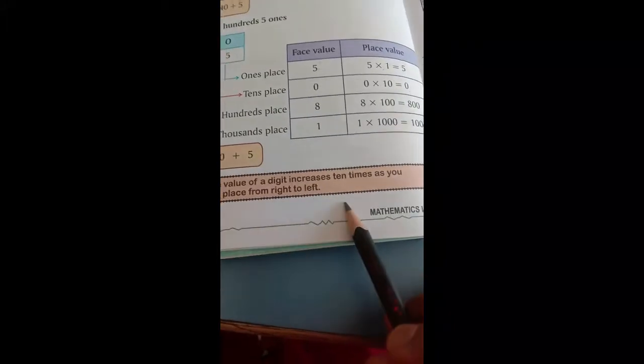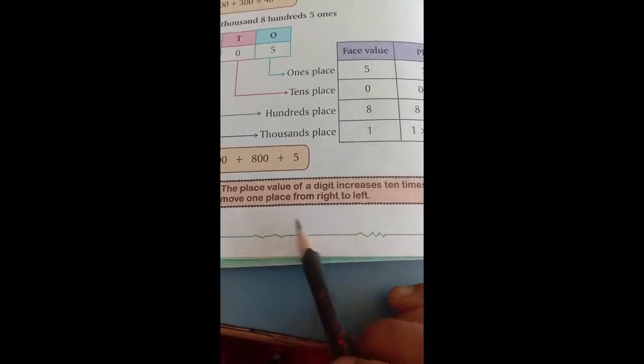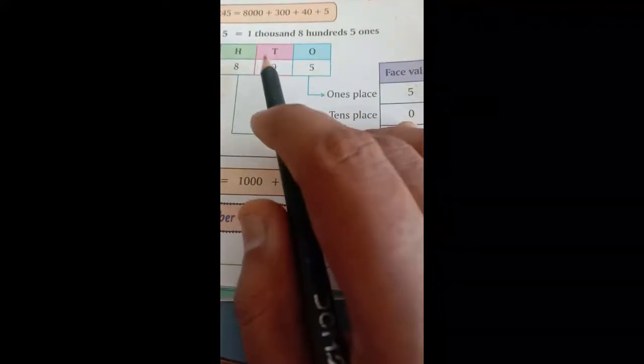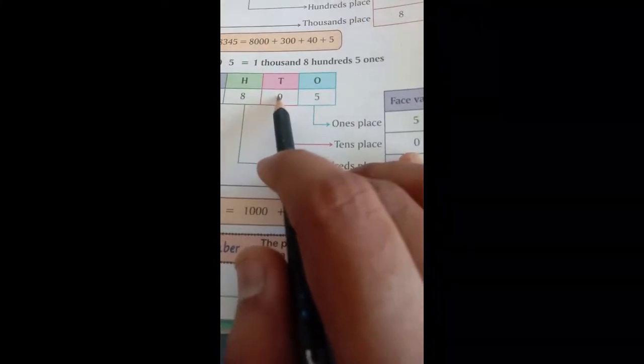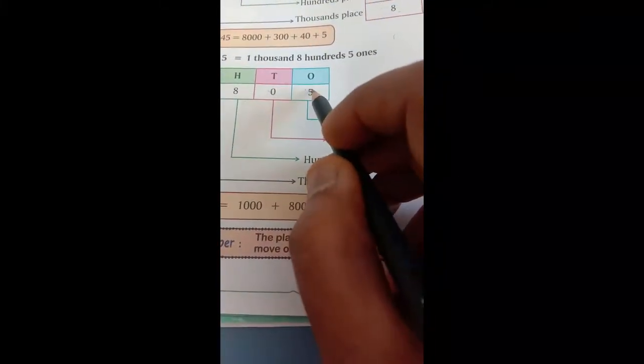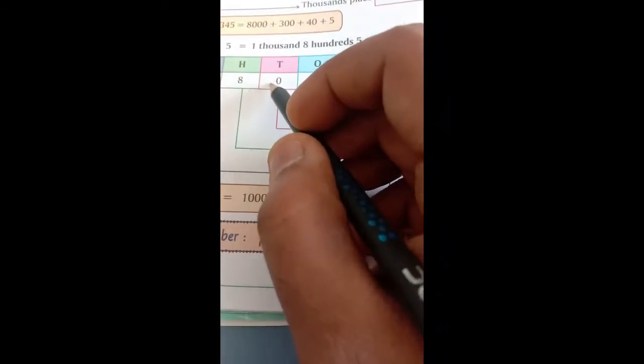Okay, the place value of a digit increases 10 times as you move one place from right to left. जैसे ही हम राइट से लेफ्ट की तरफ जाते हैं तो उसकी प्लेस वैल्यू 10 टाइम इंक्रीज होती है. If 5 is standing here, so it is 5. But when 5 is standing here, so 5 times 10 is 50. It's increased 10 times. Okay.